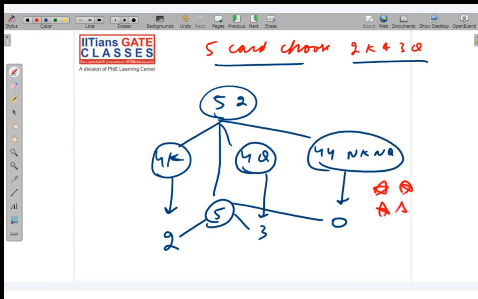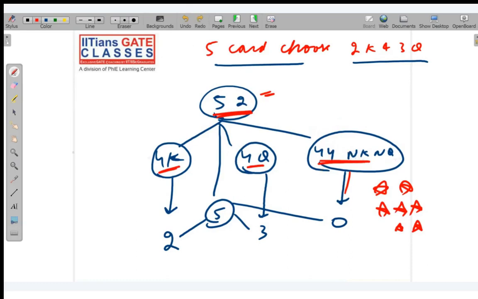Many of you will skip it. Of course, it will not affect our answer, but still we have to do this, because in other questions we will get confusion. So while making the figure, you should consider that the sum of these 3 should be 52. If I do not consider this branch, then the sum is 8, not 52. So I have to consider this branch also: 44 non-king, non-queen.